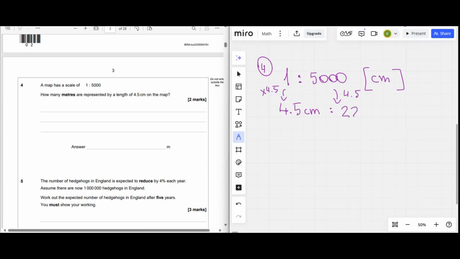So we would have 22,500 then. Yes. But it is in centimeters. To go to meters, we need to divide that by 100, because 100 centimeters is 1 meter. So 225 meters is the answer.